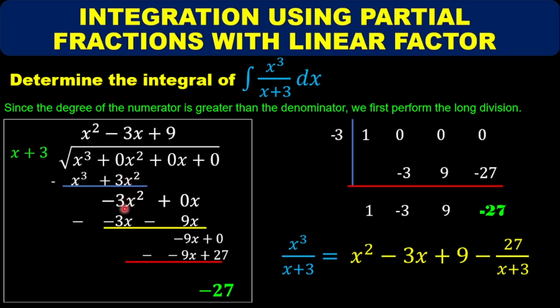Now after this minus 3x squared, we go back to the original question and then we look at the next item on the right hand side. And that one is 0x. So after the minus 3x squared, the next item in the question in our solution is the 0x. So I have plus 0x introduced here.